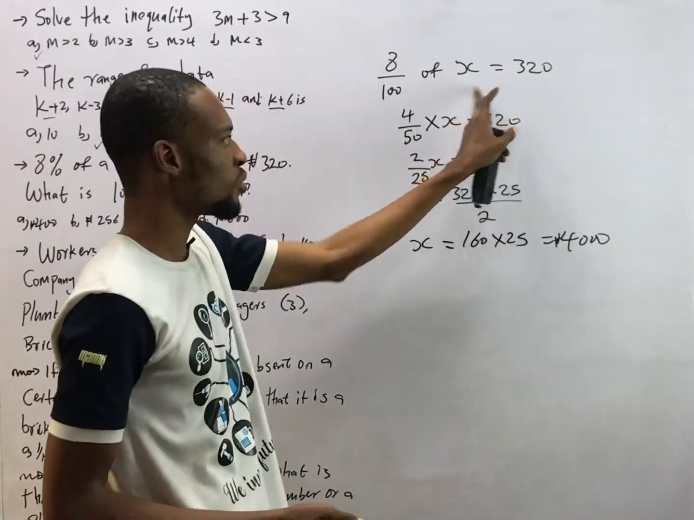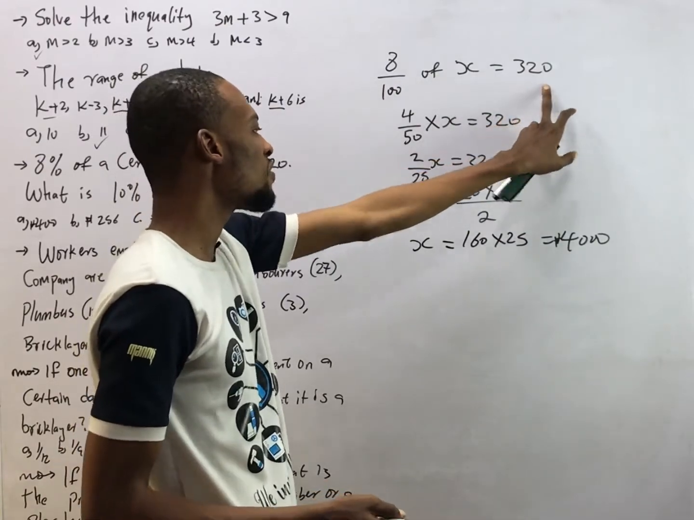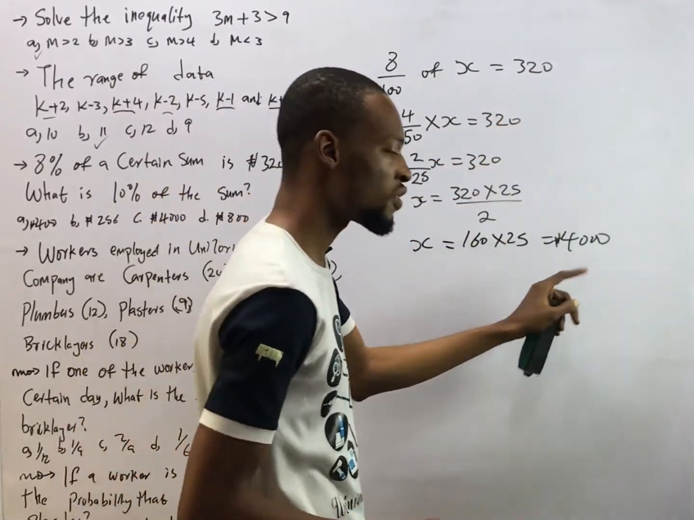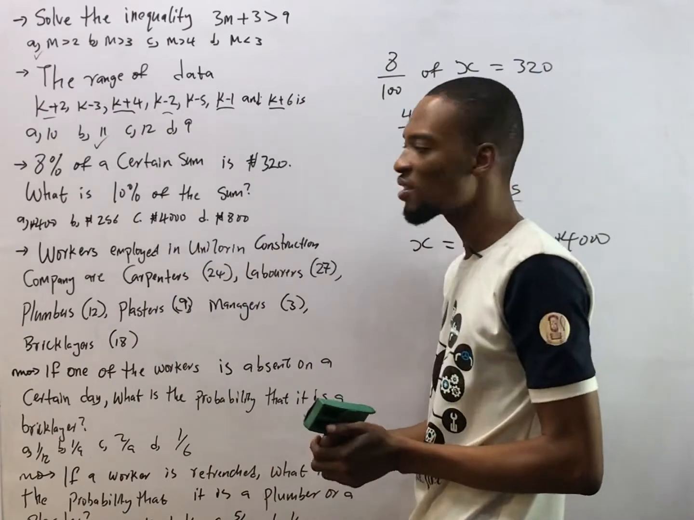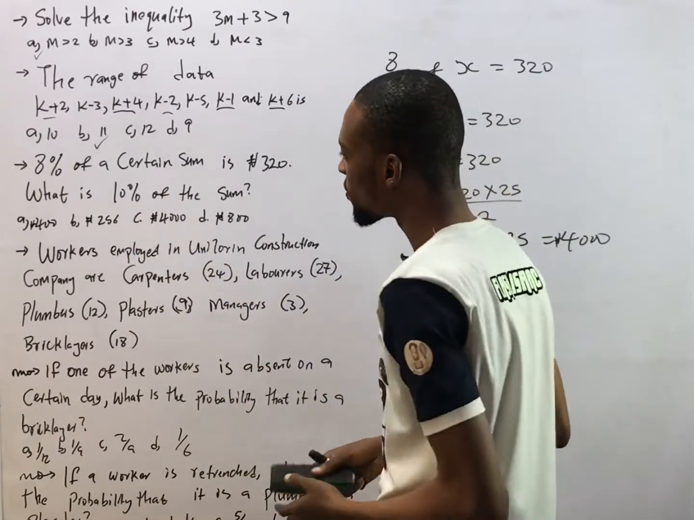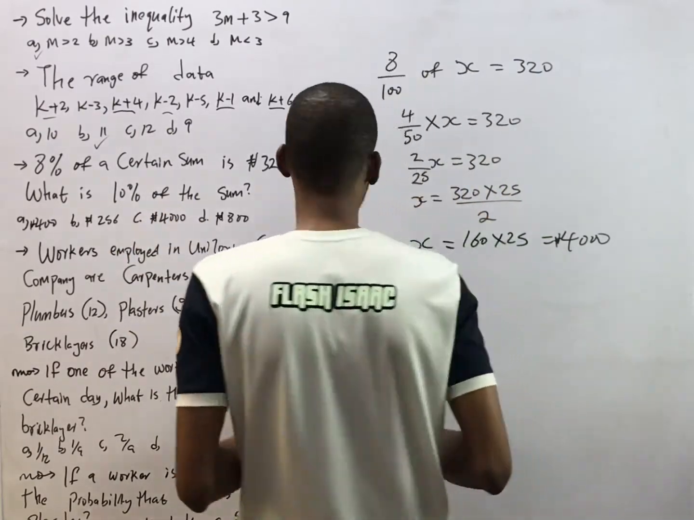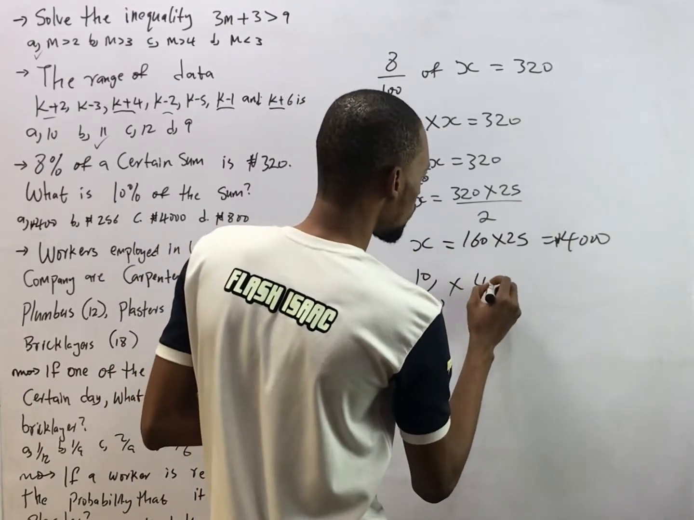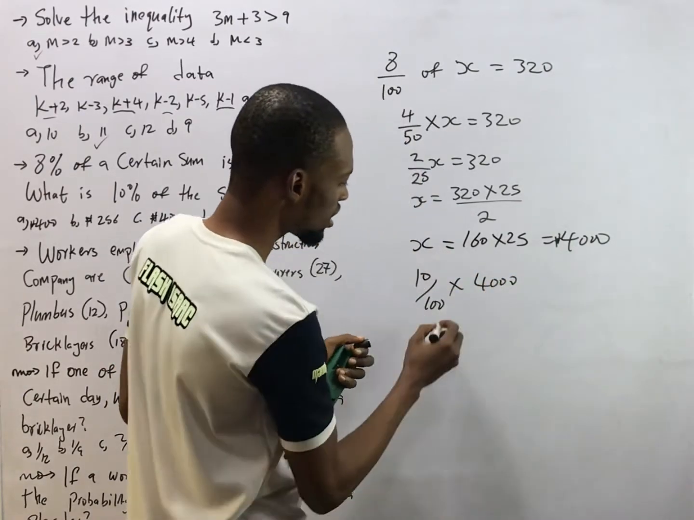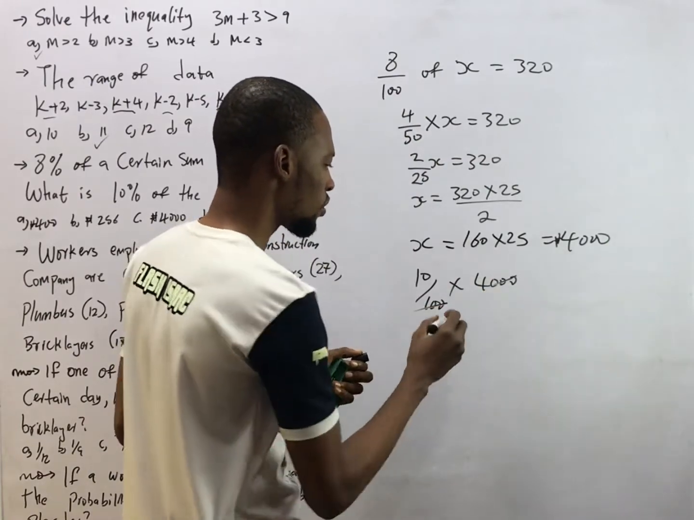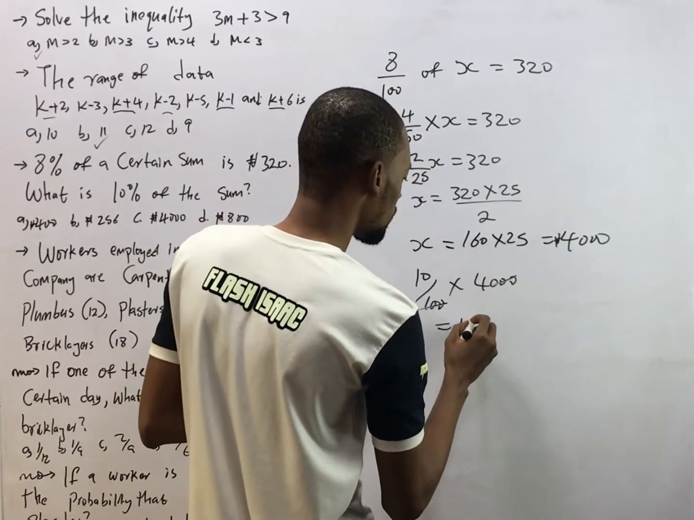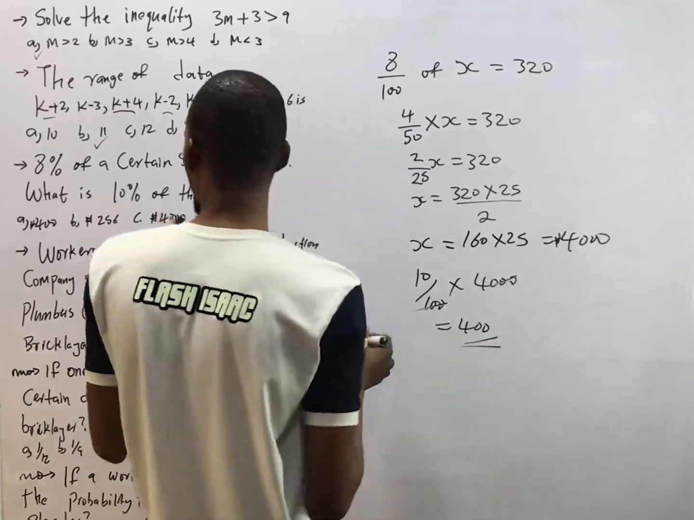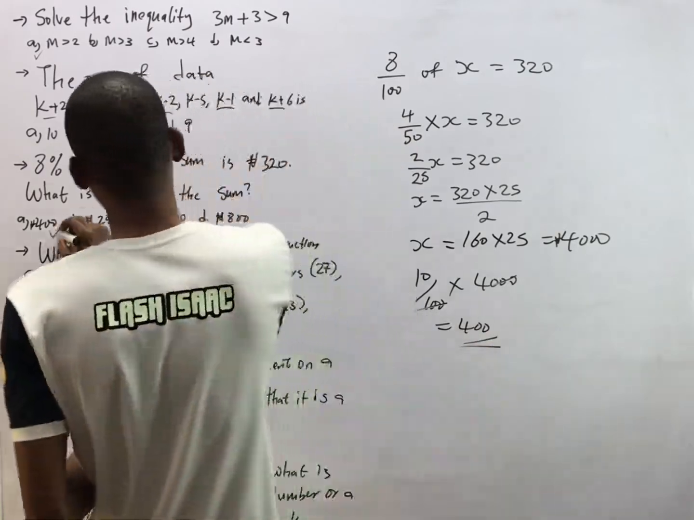8% of the sum is 320. So therefore we've solved for the sum. The sum is 4,000. Now the question is requesting for 10% of the sum. 10% of the sum is simply 10 over 100 times the sum, which is 4,000. In this case, this 2 0 already cancels these two. We have 40 times 10 to be 400. So 10% of the sum is 400, and that should give you option A as the answer.